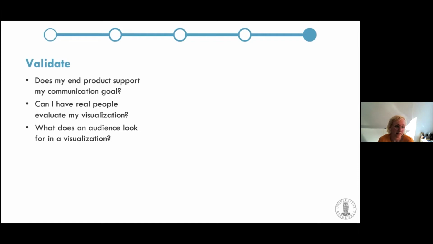So something here to figure out is, does my end product support my communication goal? So was all that work that you just put in actually effective? Hopefully it was. Can I have real people evaluate my visualization? So there might be other ways to evaluate it if you just do case studies against published work, but it's always nice with visualization studies to have real people actually look at this.